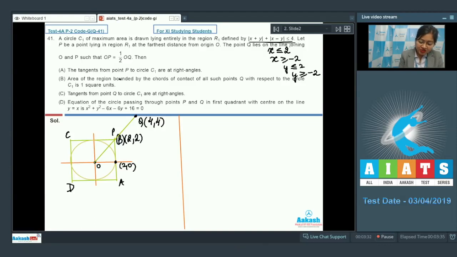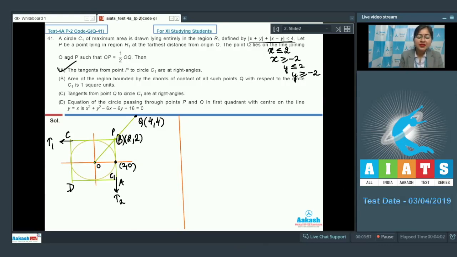It says that the tangents from point P to circle C1 are at right angles. Now this is circle C1, and if I draw tangents from point P, that would be this one, T1 and T2. These two are the tangents and it can be seen from the figure that they are at right angles. So option A is the correct answer.